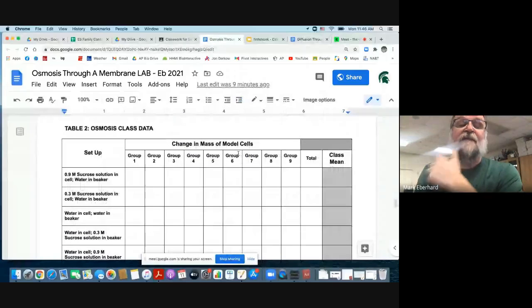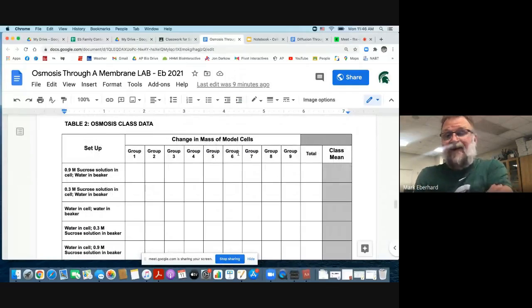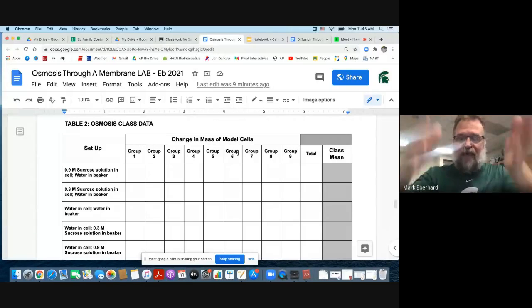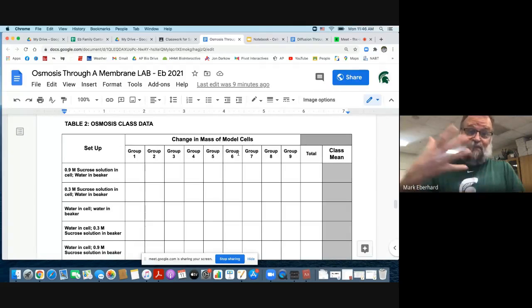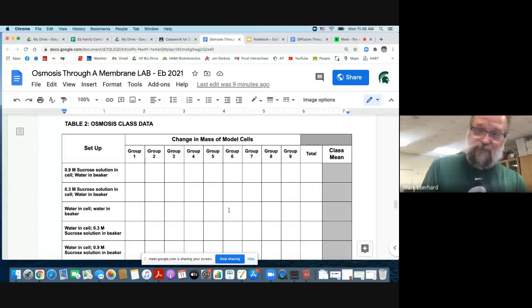So there is this data table for class data. We are not using this table, unfortunately. Normally, you would have been in groups of 3. There would have been 9 or 10 groups. Everybody would have had their own data, and we would have taken all of the class data, put it in a spreadsheet, and come up with a class average, which of course would allow us to have a much bigger data set and much more accurate data. But because I'm the only one that could do it, this table will remain blank. So bottom line, this table remains blank. Do not worry about it.